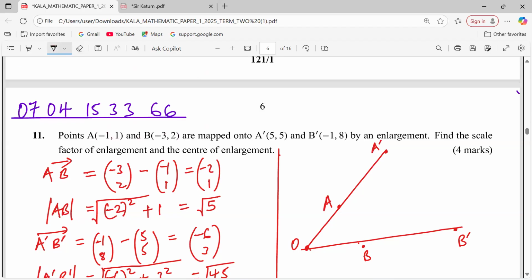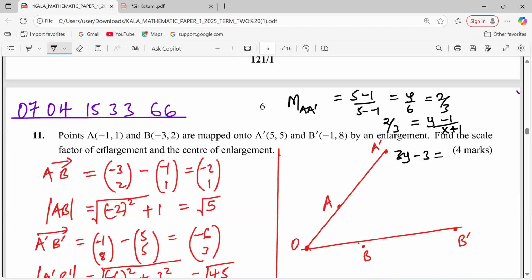Talk about AA prime. So the gradient of AA prime shall be 5 minus 1 out of 5 minus -1. This is 4 over 6, which is 2/3. So 2/3 equals change in y over change in x: y minus 1, x minus -1, making it a positive. So this is 3y minus 3 equals 2x plus 2. 3y equals 2x plus 5. We are done with the first equation.